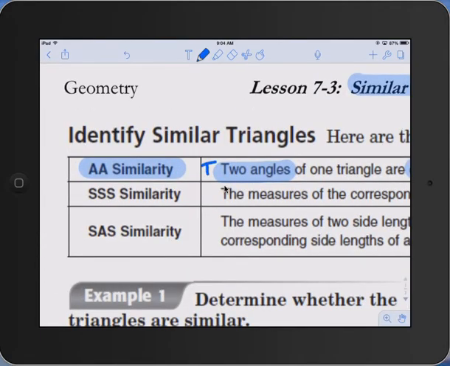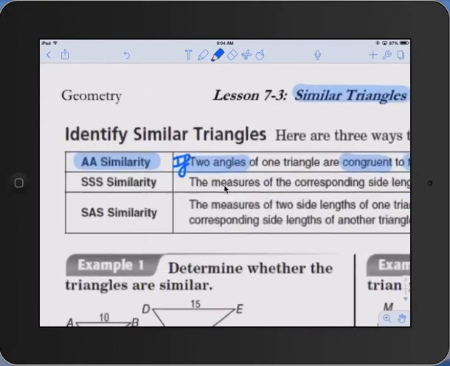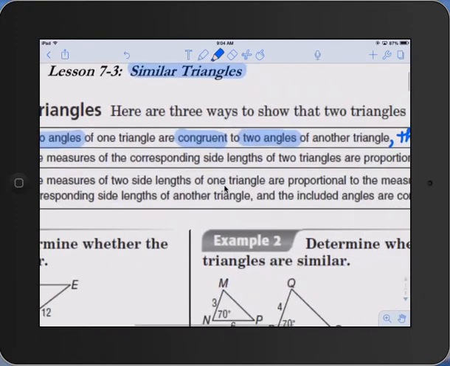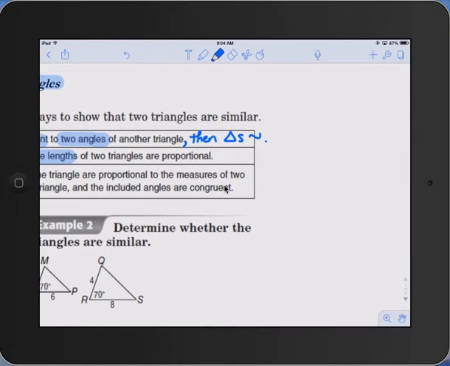These really should be stated in if-then form. Okay, and then side-side-side similarity says if the measures of all the corresponding side lengths of two triangles are proportional, then the triangles are similar.